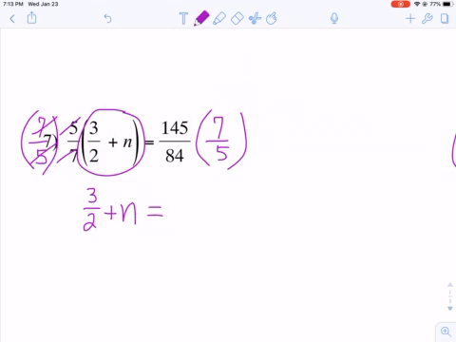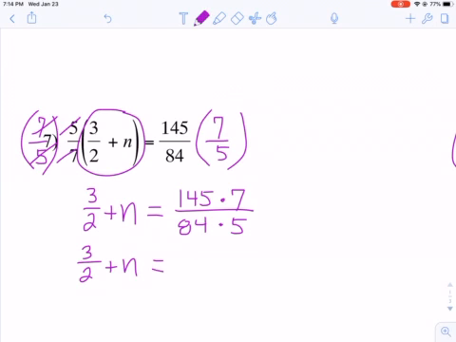Now, over here, I got some pretty big numbers. I've got 145 times 7 over 84 times 5. And what I'd like to do is make this a little bit easier. Since it's multiplication, the commutative property of multiplication tells me I can multiply numbers in any order and still get the same answer. So watch what I'm going to do here. Let me rewrite this as 7 times 145 over 84 times 5.